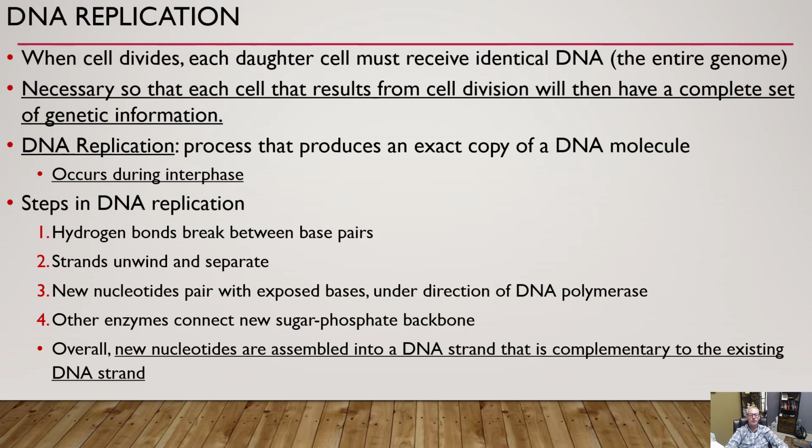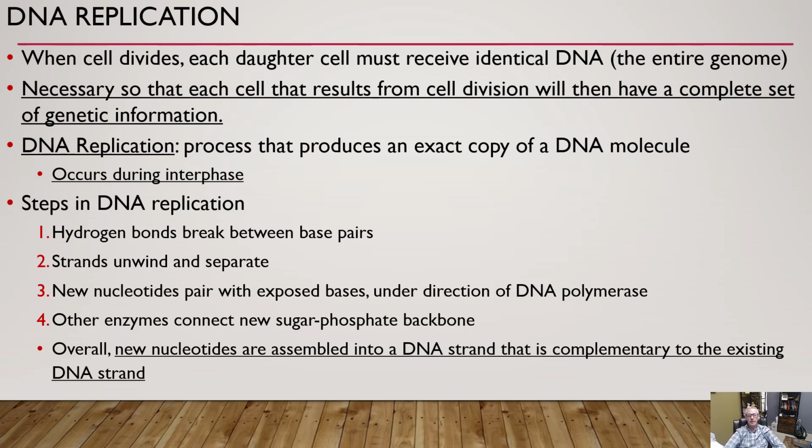All right, so we talked last chapter about DNA replication, and that happens during interphase, and during mitosis, hopefully, we produce a daughter cell that is the exact copy of the original cell. And it's obviously necessary so that the cells have a complete set of genetic information. So what happens in DNA replication is that the hydrogen bonds between those base pairs, the A's, the T's, the G's, and the C's, are going to break up. The DNA strands are going to unwind and separate.